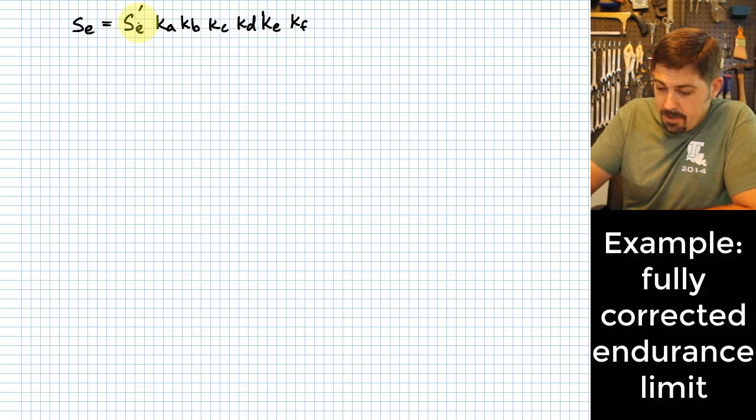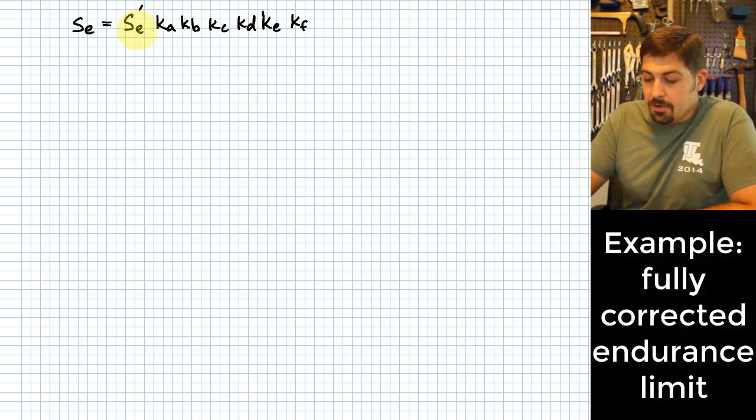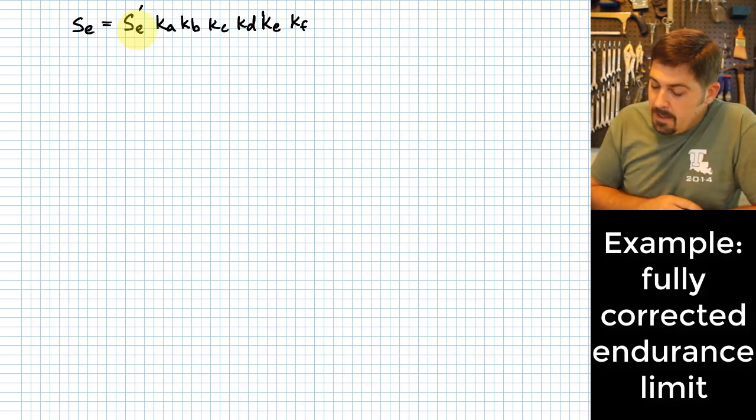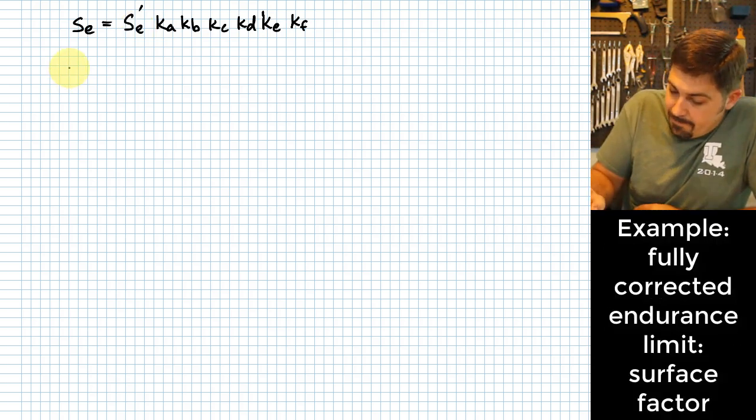All right, S sub E prime, remember we found that by taking 50% of the ultimate strength, because that's roughly what the ideal situation with the fatigue testing gave us. Roughly half of the ultimate strength gives you that uncorrected endurance limit. Okay, so let's just start with Ka.